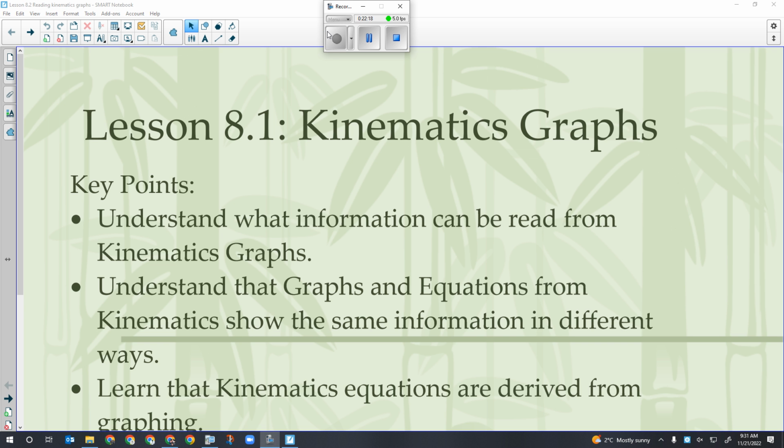So, for today, guys, we're going to go over position versus time graphs because that's what our lab tomorrow is going to be about. Okay, so the key points for today, we need to understand what information can be read specifically today from position versus time graphs, but we will be talking about velocity versus time graphs as well. Okay, understand that graphs and equations from kinematics show the same information in different ways. That's that whole thing I did with the slope being equal to the velocity, okay, on that graph that we were using just a few minutes ago. Okay, that v equals d over t formula that we use is actually derived from a position versus time graph, and that's where it comes from.